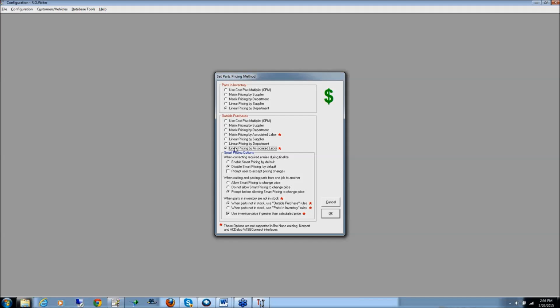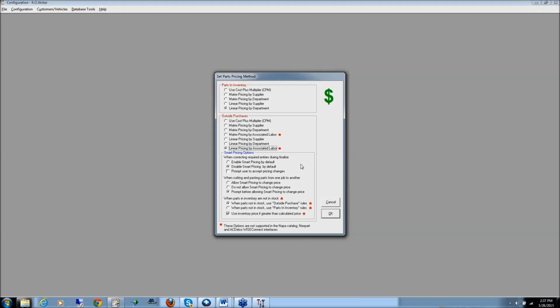What you'll notice is if I select that, not only does another option appear down here, but as we get over into our configuration window, we'll have an extra tab that we'll configure. Bear with me a second, we'll get there. Before we do, there are some options here as far as smart pricing is concerned that we want to address, and that is when correcting required entries during finalize.